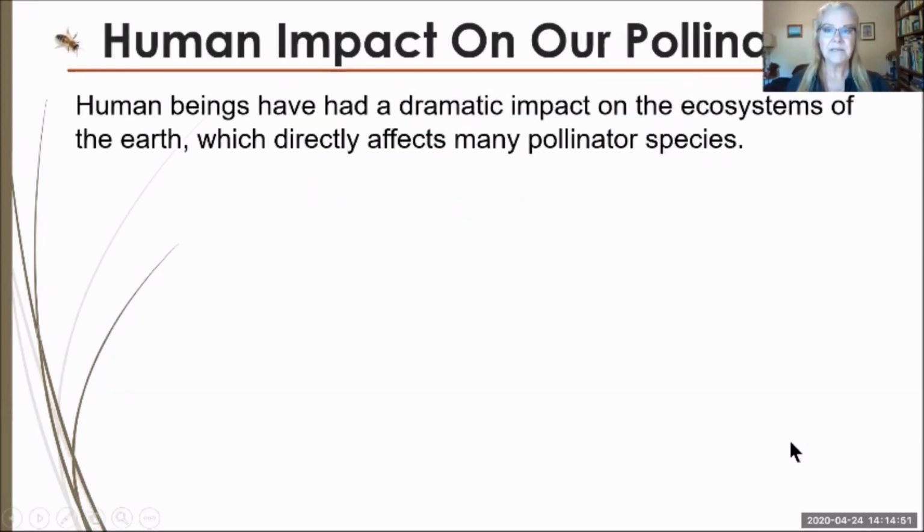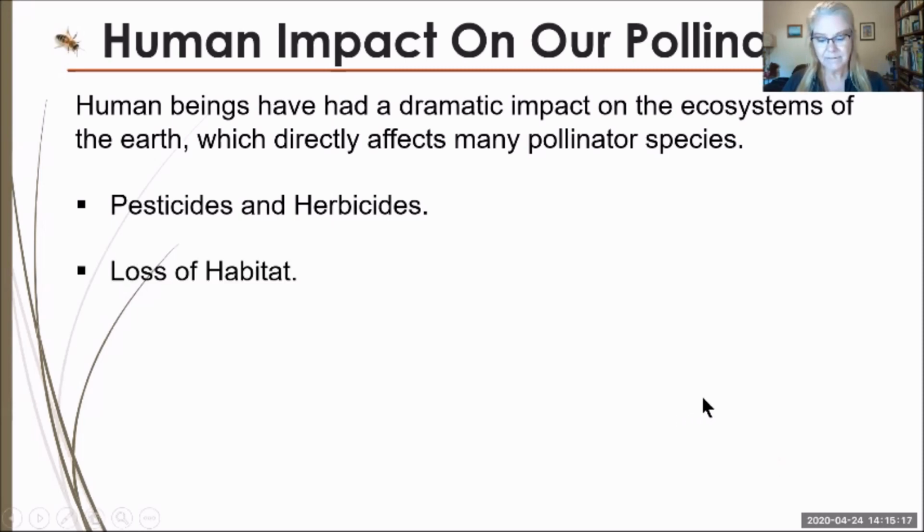So humans have had such a dramatic impact on the ecosystems of the Earth, and this is directly affecting many of these pollinator species. So we've got pesticides and herbicides. They're designed to kill insects and plants that people don't want around their gardens, but unfortunately, they're killing the beneficials and some of the native plants.